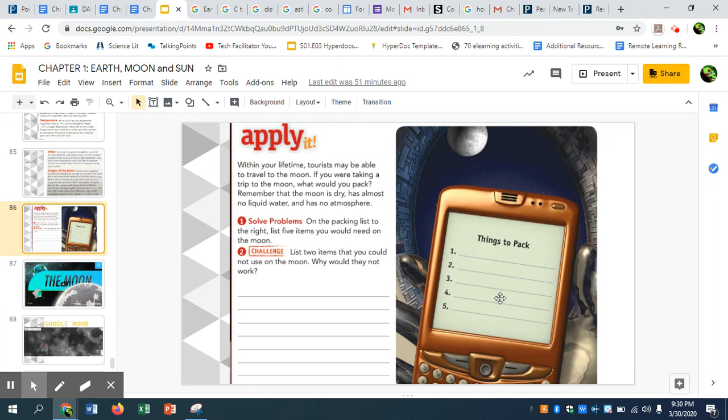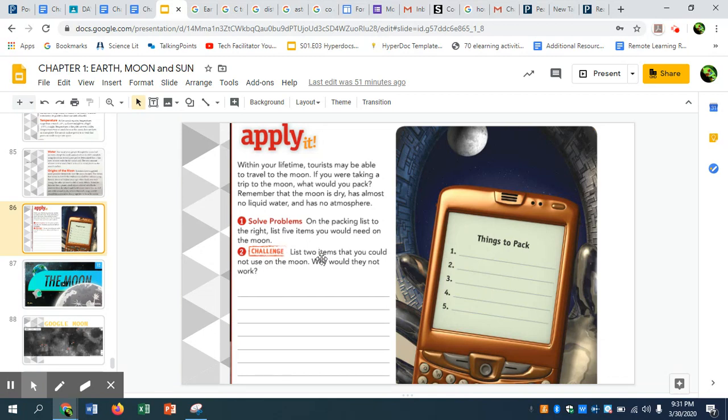And then finally, besides some kind of shelter, which could be clothing, it could be a habitat of some kind, what else does the moon not have that Earth has? Is that a hint? Oxygen. So we definitely would need to bring oxygen with us to another planet if they did not have an atmosphere.